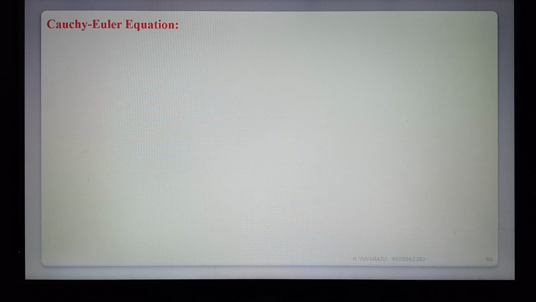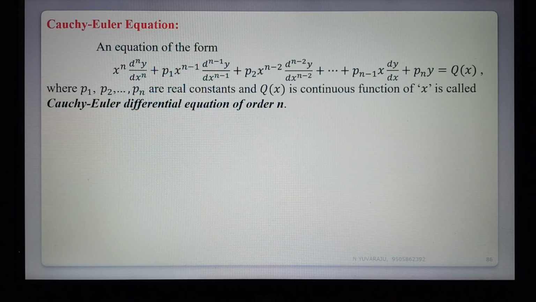First of all, the definition: an equation of the form x^n d^n y/dx^n + p1 x^(n-1) d^(n-1)y/dx^(n-1) + ... + p(n-1) x dy/dx + pn y = q(x), where p1, p2, up to pn are real constants and q(x) is a continuous function of x, is called a Cauchy-Euler differential equation of order n.